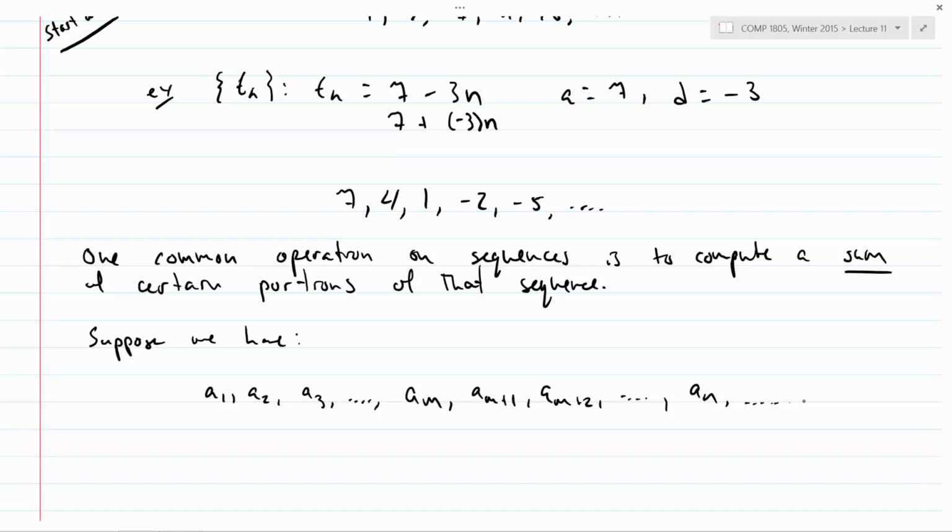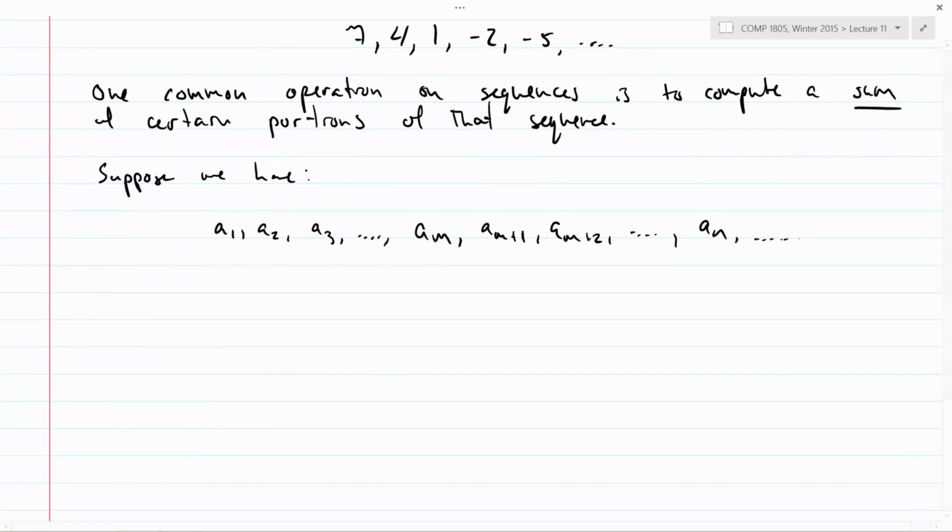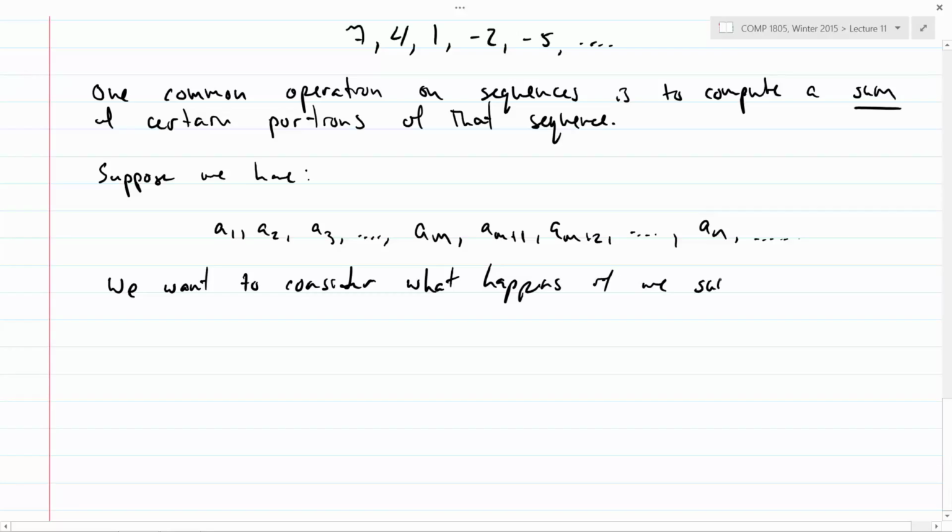What we might want to do is consider the sum of part of this sequence. So we want to consider what happens if we sum from AM to AN. So that means what is AM plus AM plus 1 plus AM plus 2 plus all the way up to AN. That's what I'd like to know.